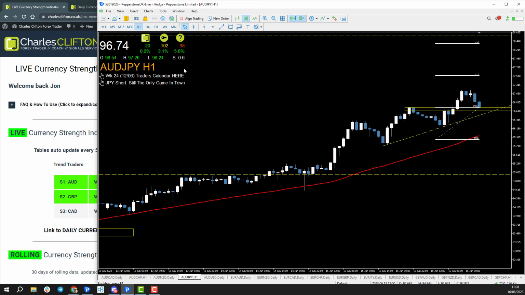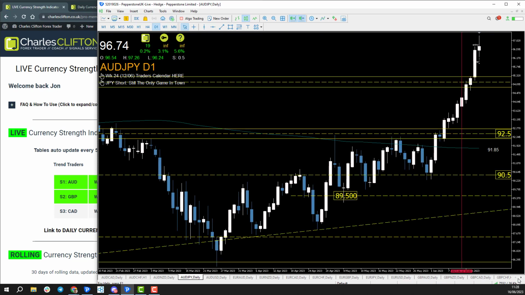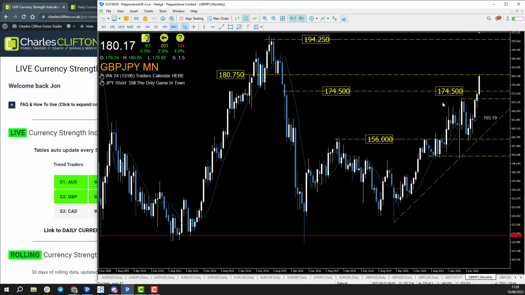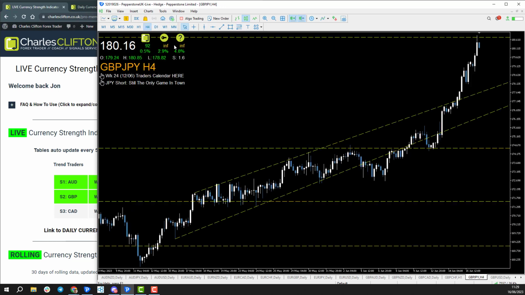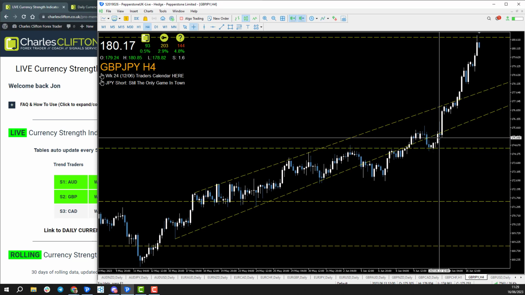If we flip over to our other charts of interest, let's take a look at pound yen. Pound yen has come up into the 180.75 full targets now. We were talking about getting long on multiple occasions on pound yen, one being the 174.50 and one being the 175 handle.